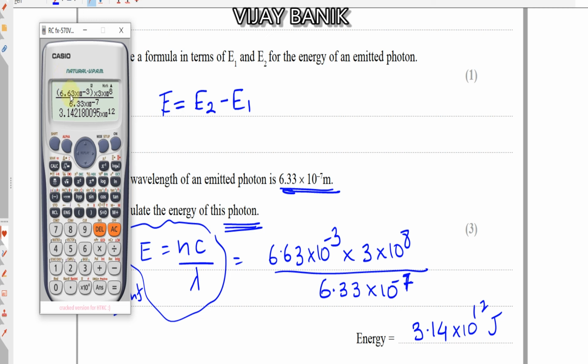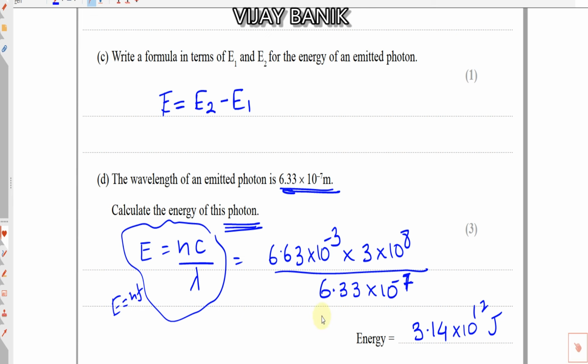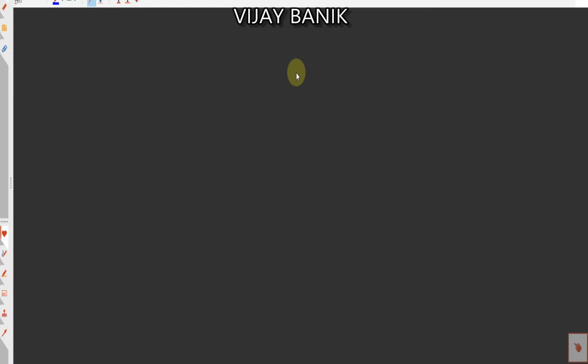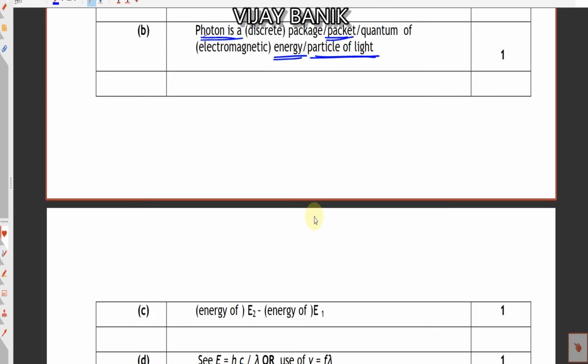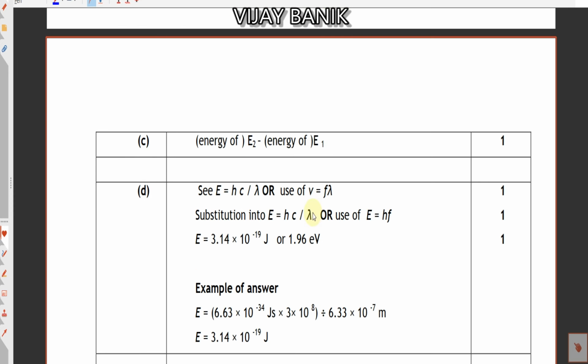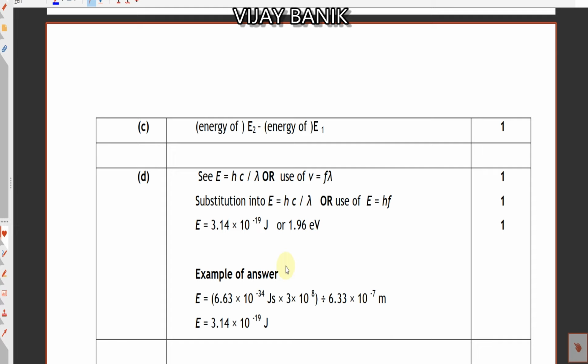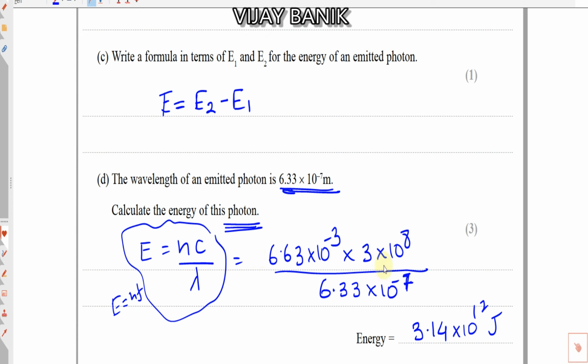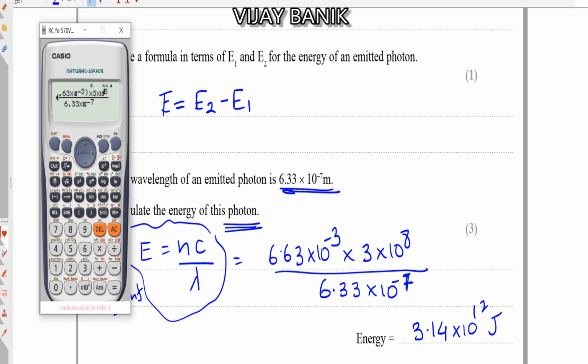Let me just double check. 6.63 10 raised to minus 3, into 3 into 10 power 8, divided by 6.33 10 raised to minus 7. Let me check the answers over here. How much answer did they get? Mark scheme: 3.14 10 raised to minus 19. I told you so. There is some mistake I made over here. I got 3.14, just the calculation is not correct.